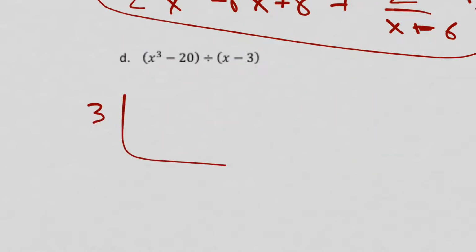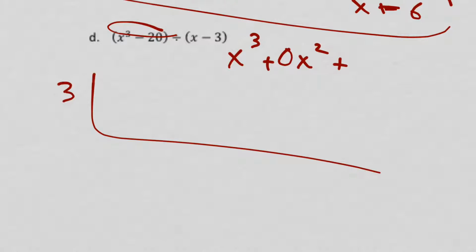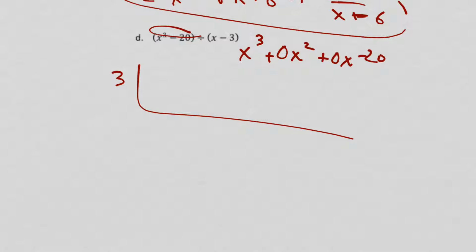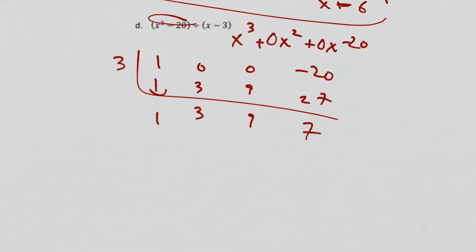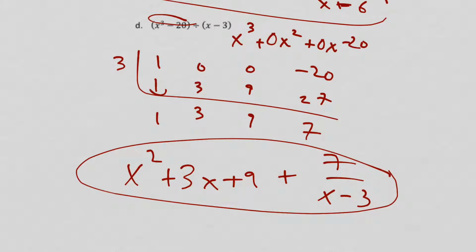And the last one. The last one's a bit tricky. For this one, if you look at this piece over here, you have to account for all the x's. So right now, it's actually missing the x squared, so I'm going to put 0x squared. It's missing the x, so I'm going to put 0x. And last one, put minus 20. So when you use synthetic division as well as long division, you need to account for all the coefficients of the missing variables. So you got to put 1, 0, 0, negative 20. And your full answer is going to be x squared plus 3x plus 9 with the remainder of 7 over x minus 3.